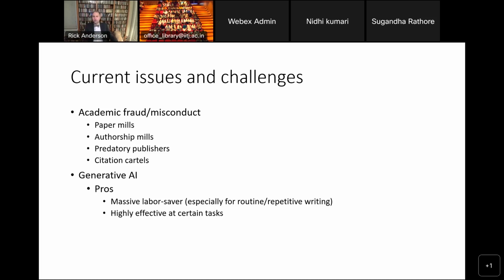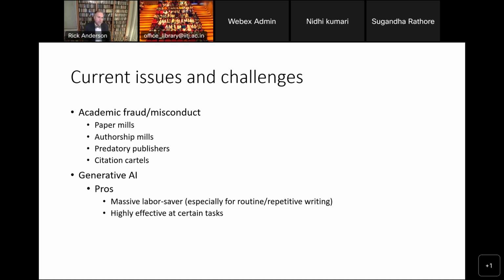Some of you may also have heard of citation cartels. These are agreements that authors and editors enter into between themselves where they say, we will increase our journal's impact factor by agreeing to cite each other extensively in the articles that we publish. And then they will pressure authors to cite these members of their cartel as well.